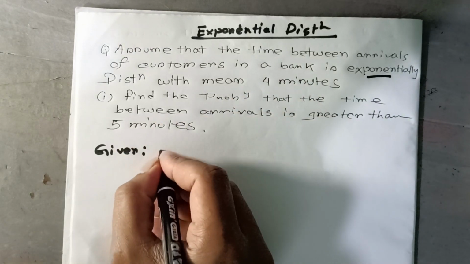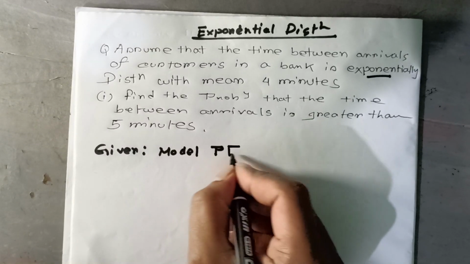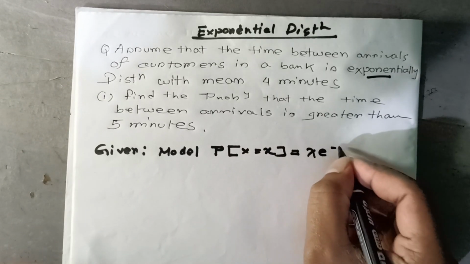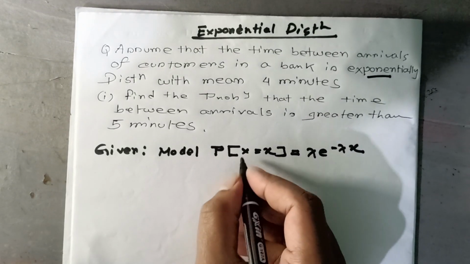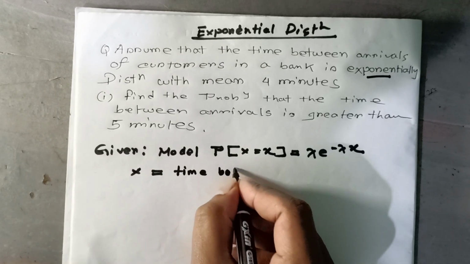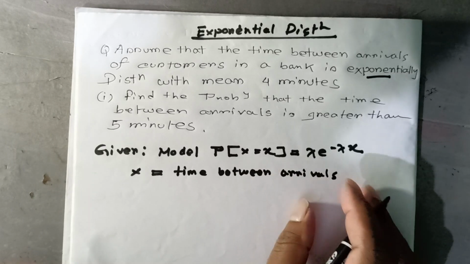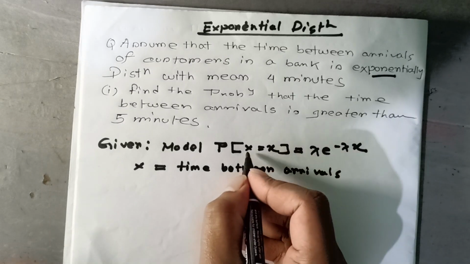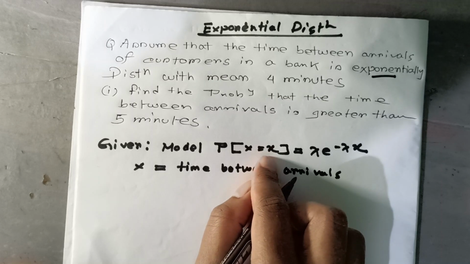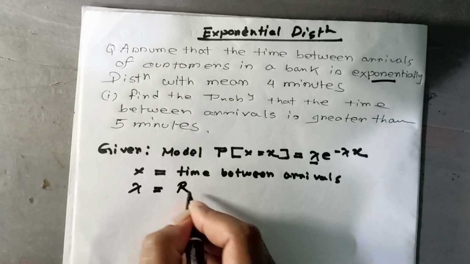So the model that we are going to use here is the probability of X equal to small x is equal to lambda e to the power minus lambda x, where x is the time between arrivals. Here capital X denotes the random variable and small x denotes the observations, and lambda is the rate parameter.